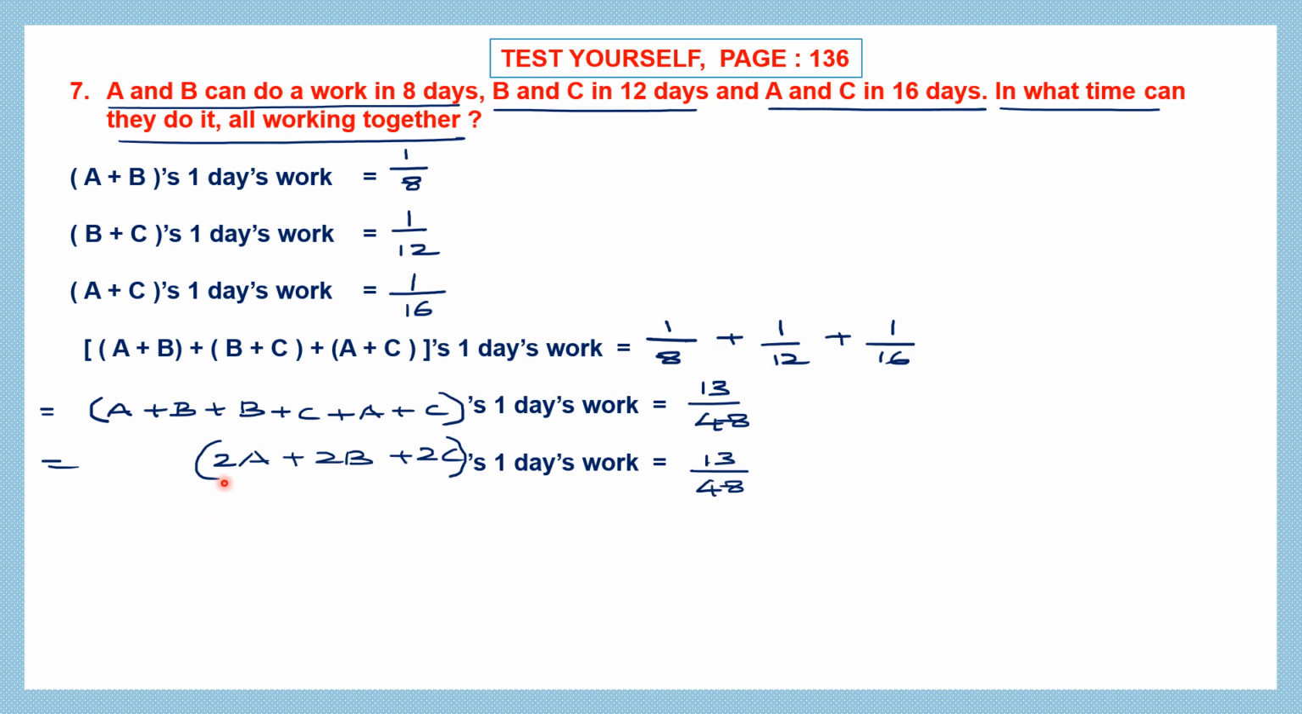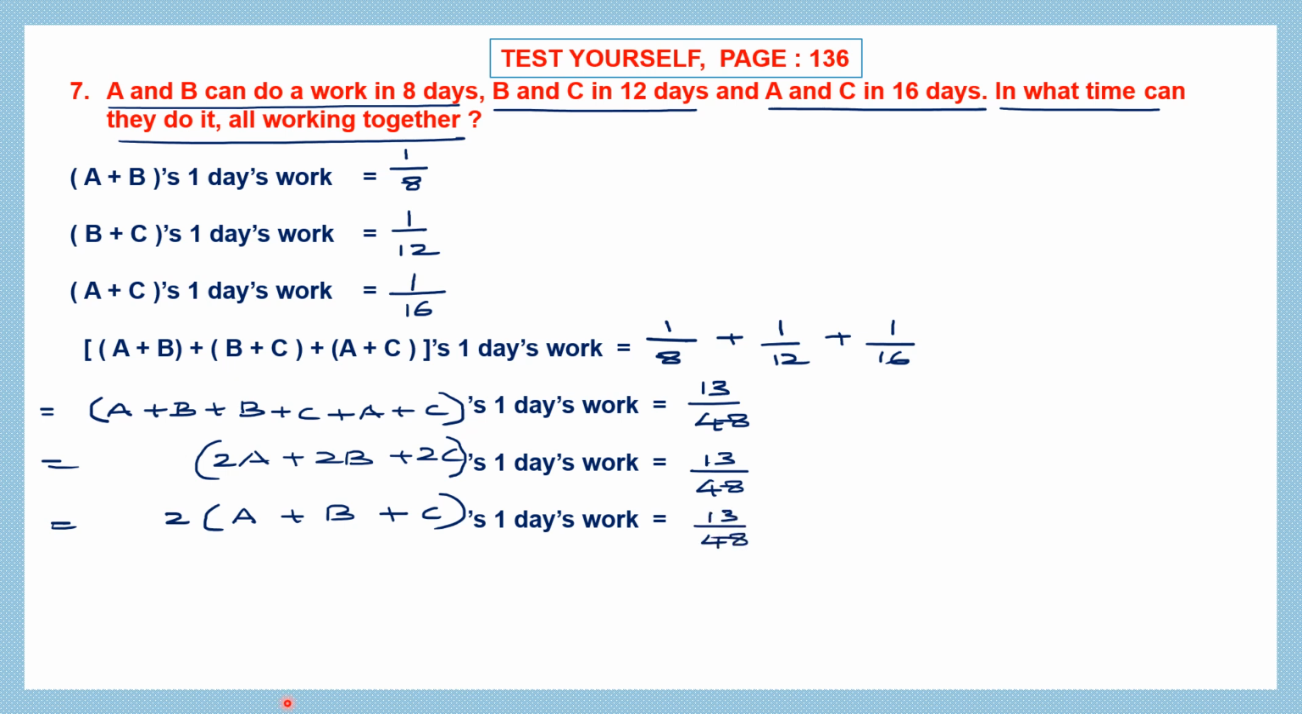Now here as you can see, 2 is common to all three, isn't it? So we're going to take 2 out and write it this way. This will be 2 into A, 2 into A is 2A, plus B, 2B, plus C, 2C. Here can you see I have taken the 2 out because it's common, but if I multiply with all these I will still get back this. So inside now I only have A plus B plus C, and that's 1 day's work is equal to 13 by 48.